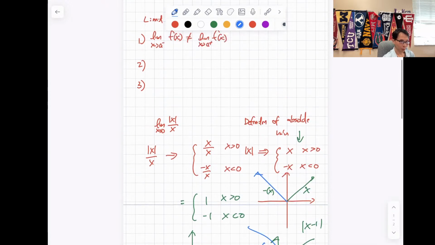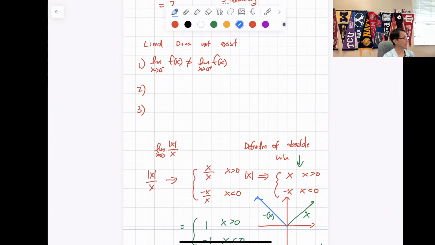Okay. What would be a second situation where the limit does not exist? No, turns are called differentiability. What's the second case where the limit does not exist? Oscillation is one of them, so that's the third one. And what is the second one? Well, last year we called it unbounded behavior.